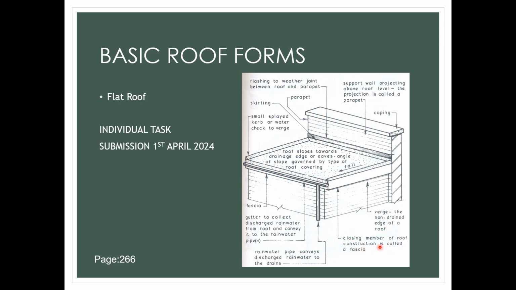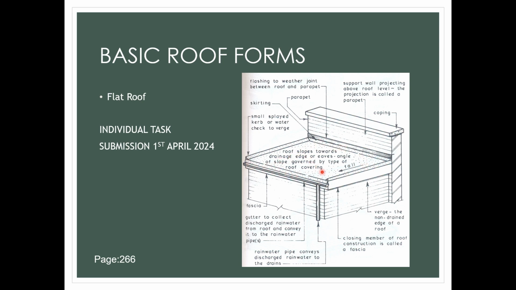So this is the closing member of a roof's construction. Okay, this one is a verge. The closed area here is fascia. And then we have this one small curb, to make sure that the water does not fall down from a different direction. We want the water to go down to this drainage.